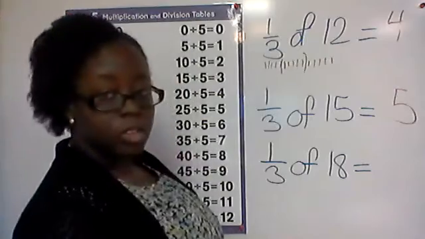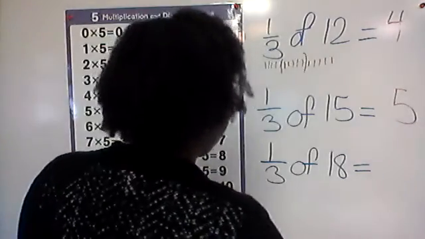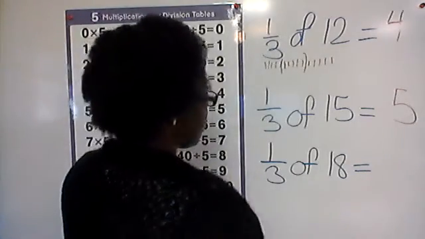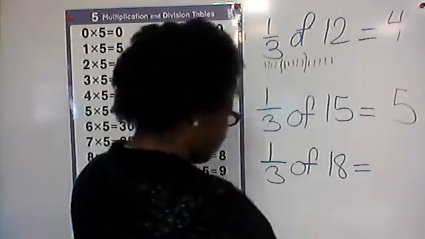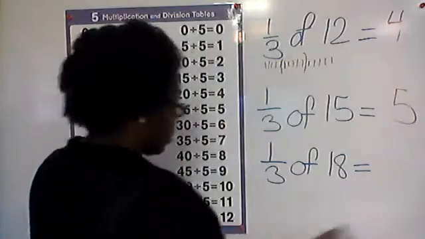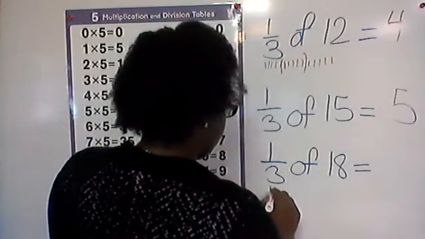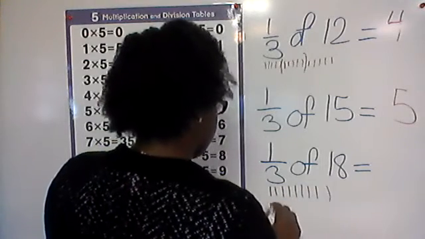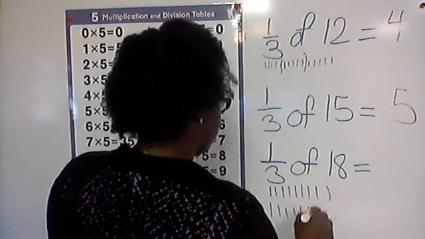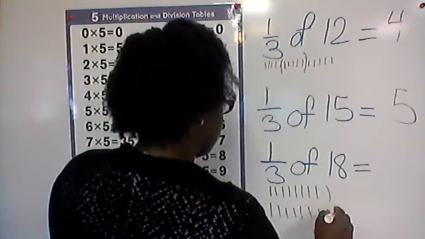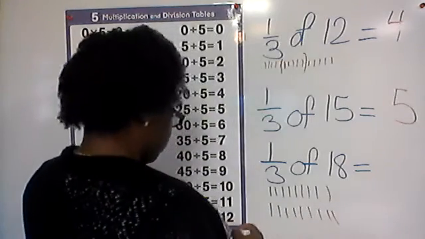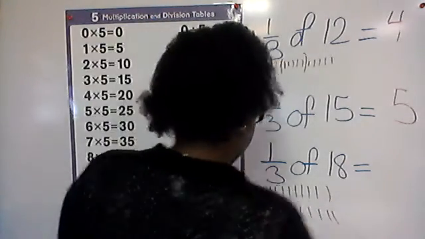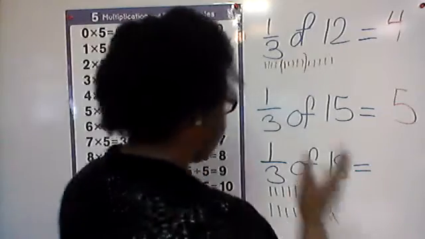Okay? So then, looking at 1/3 of 18, we're going to do the same thing, and I'll just do it underneath it. Let me go ahead and draw 18 sticks. 1, 2, 3, 4, 5, 6, 7, 8, 9, 10, 11, 12, 13, 14, 15, 16, 17, 18. Okay? So let's see.